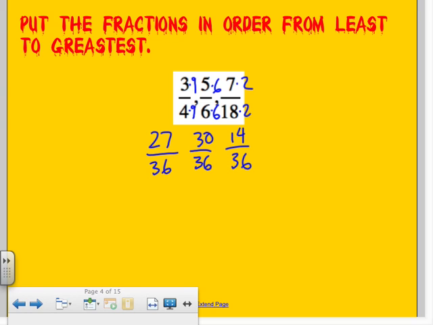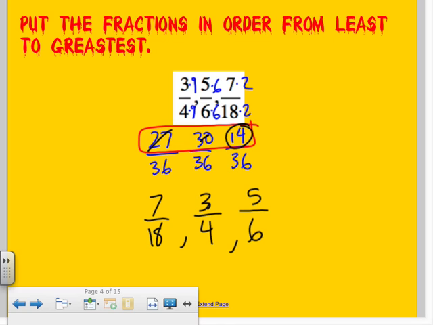So now, having the common denominator, you can clearly see based off the numerators what the order goes in. So our original 7/18 is clearly the smallest because it's only 14 here. Then we have 3/4, so that's the 27, and we have 5/6 because it was the 30. So that's putting our fractions in order from least to greatest.